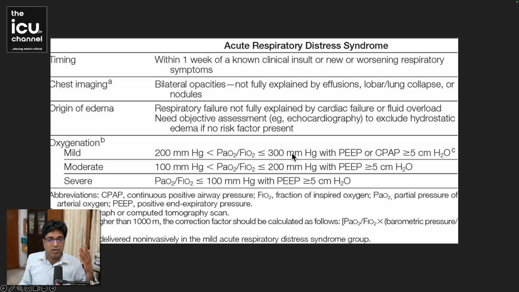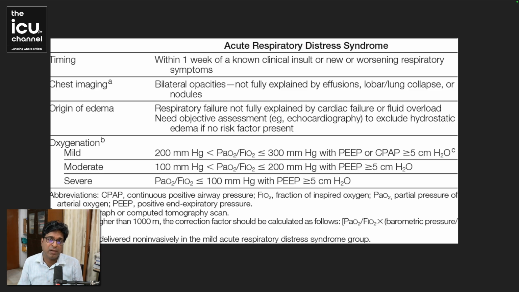And the oxygenation: if it is less than 300, then it's ARDS. Between 200 to 300 PaO2/FiO2 ratio, mild ARDS. Between 100 to 200 is moderate ARDS, and less than 100 is severe ARDS. PEEP or CPAP should be at least 5. Now, so this was doing fine.